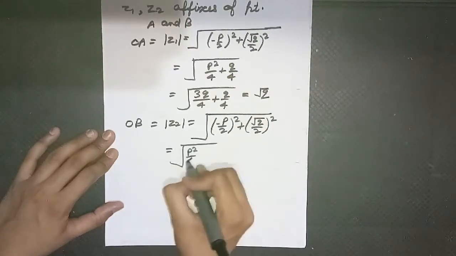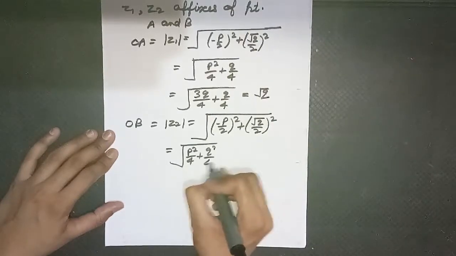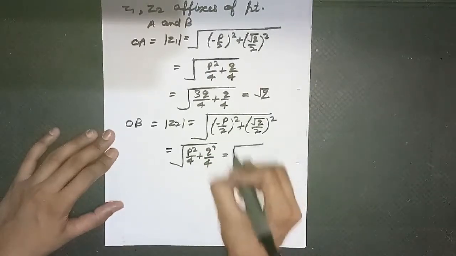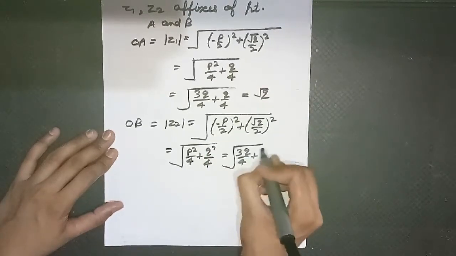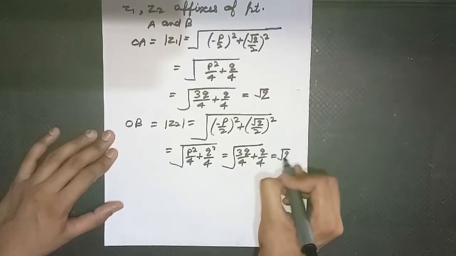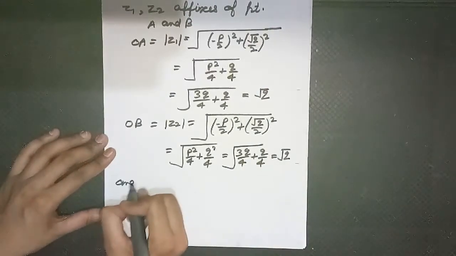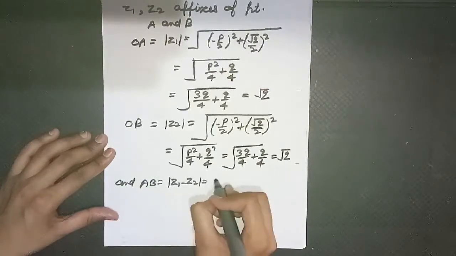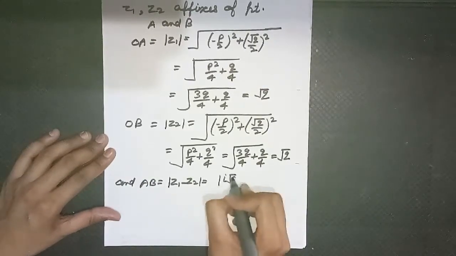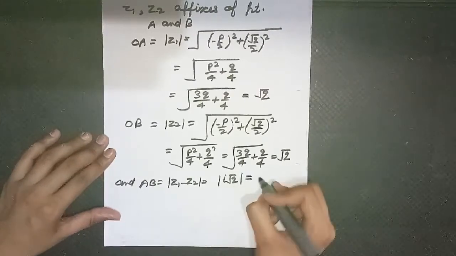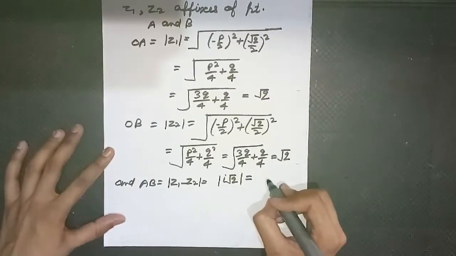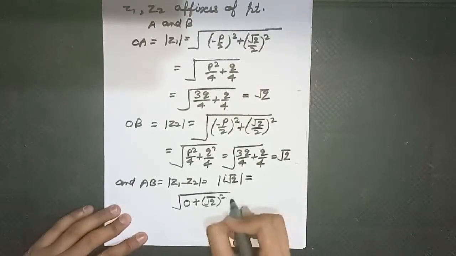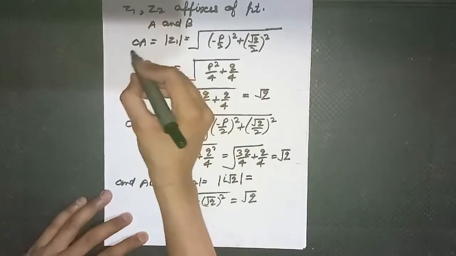This is equal to under root p square by 4 plus q by 4, right? So under root 3q by 4 plus q by 4, this is equal to under root q. So this is the length of OB, right? Now AB is equal to modulus of z1 minus z2. This is equal to modulus of iota under root q, right? This is equal to under root 0 plus under root q square, right? And this is equal to under root q.